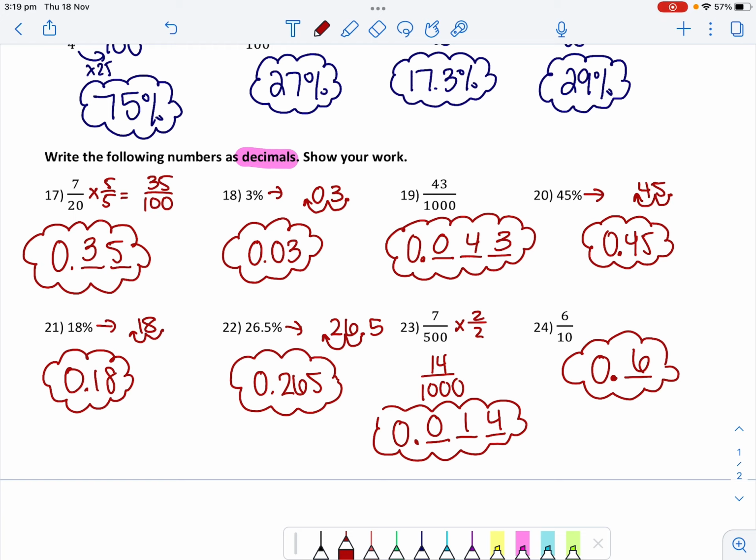So this is all the answers and explanations for the non-calculator part of the fractions, decimals, percents converting practice test.